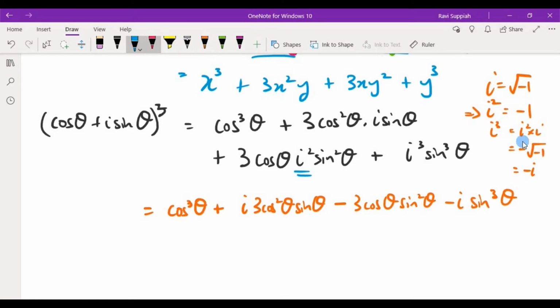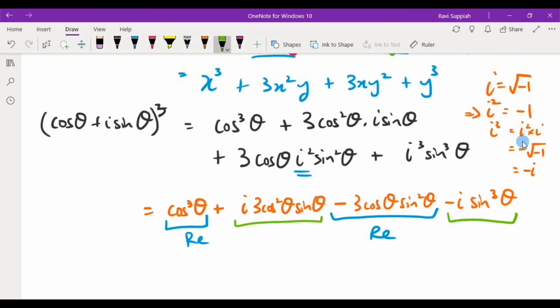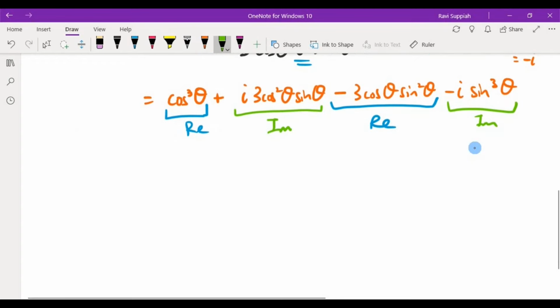Okay, so from this you can observe that this term and this term don't have the i, so these are the real parts. And this term over here and this term over here both have the i term, so these are the imaginary parts. Okay, so let's go ahead and group the real and imaginary together.